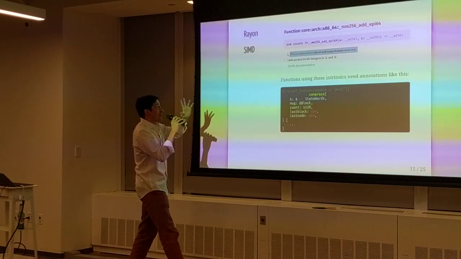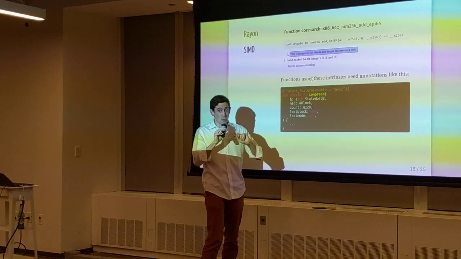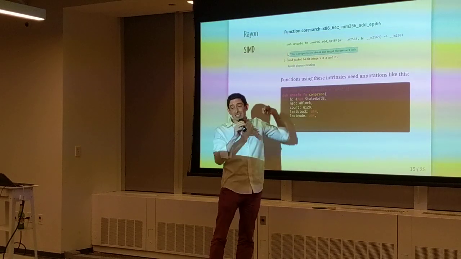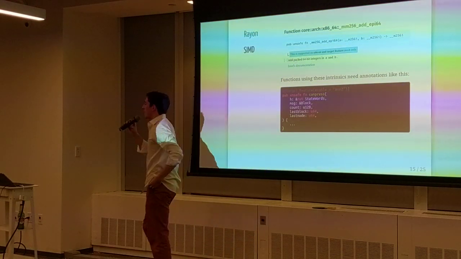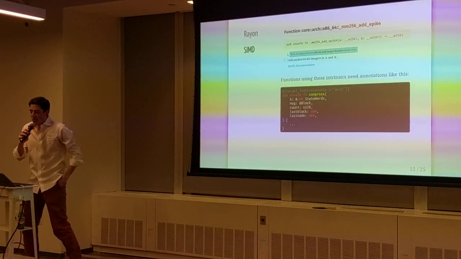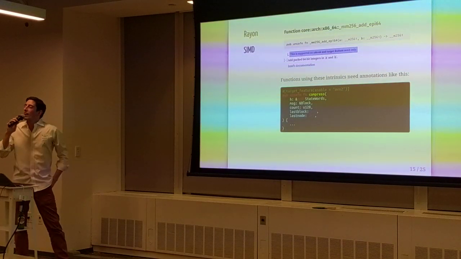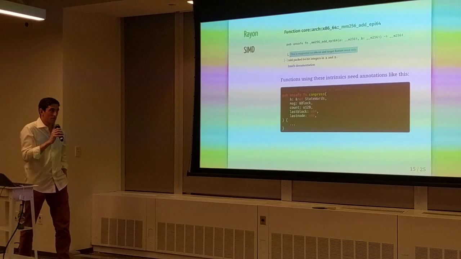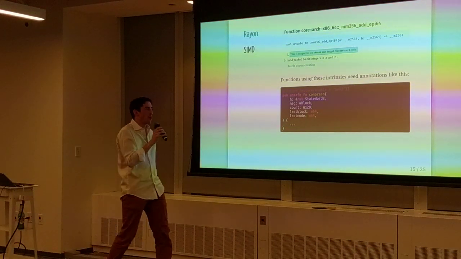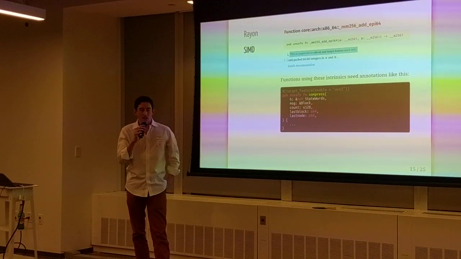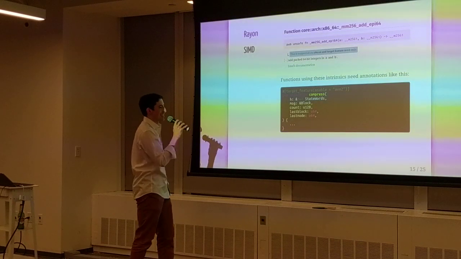Also, the other key thing that anyone who's used Rust for a while will notice immediately is that it is unsafe. These functions are all unsafe, intrinsics are unsafe. Because if you call them, if you run a function that uses these instructions on a machine that doesn't support them, it's undefined behavior. Hopefully it crashes. I assume most of the time it crashes. I don't know. That's the thing with undefined behavior.